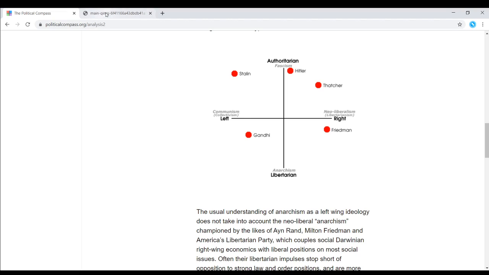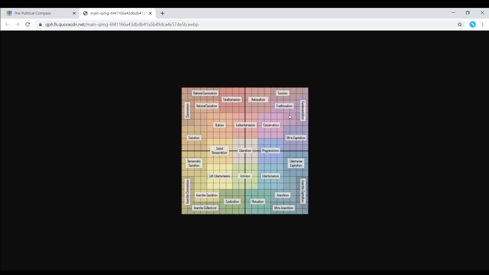Another good understanding of this is if we look at this style of the political spectrum. It kind of gives ideologies to where people are on the political spectrum. We have nationalism, authoritarianism, libertarianism, activism. This would be anarchism down here.